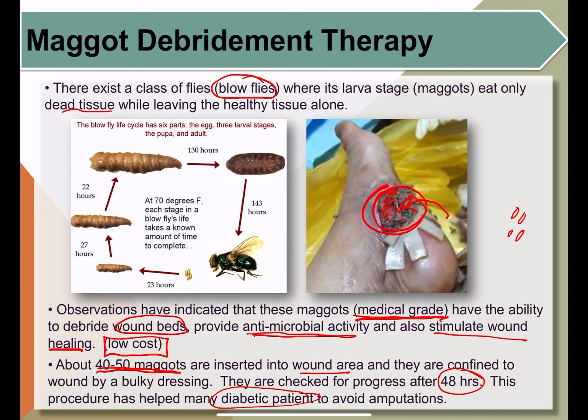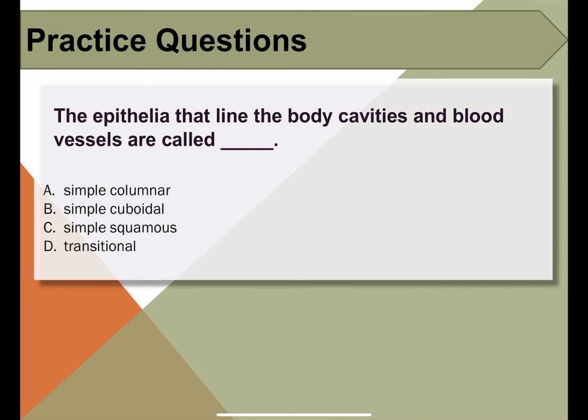The grossest part is removing the maggots from the wound. Of course, they do it by rinsing out the wound and rinsing out all the old maggots that have now grown into a large size. You don't wait until they become flies. They are removed after 48 hours. So be on the lookout for the next video on maggot debridement therapy.